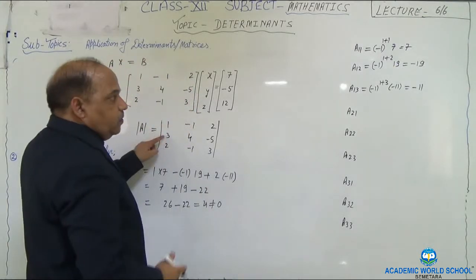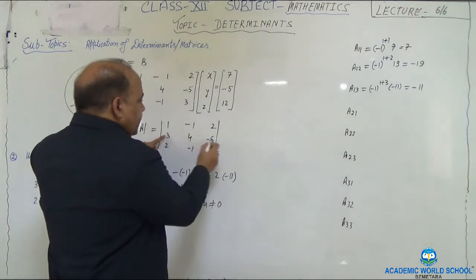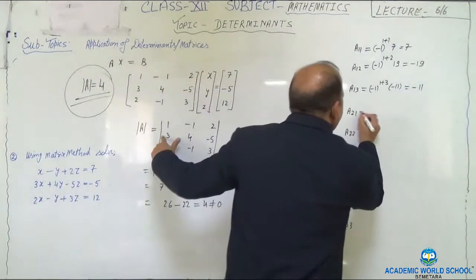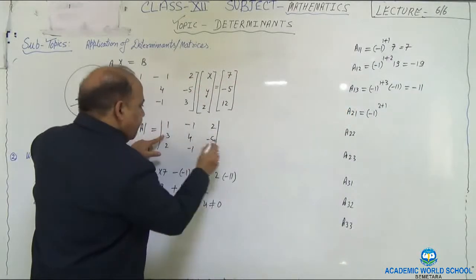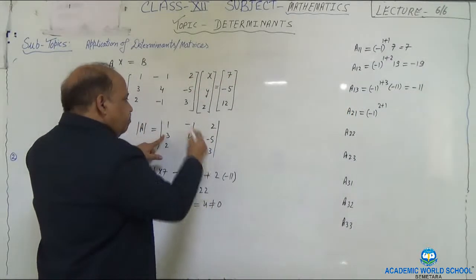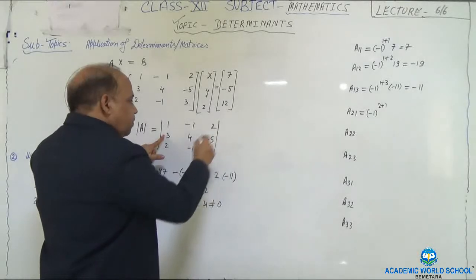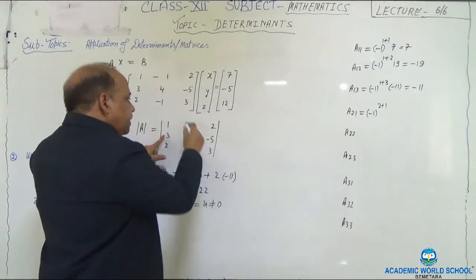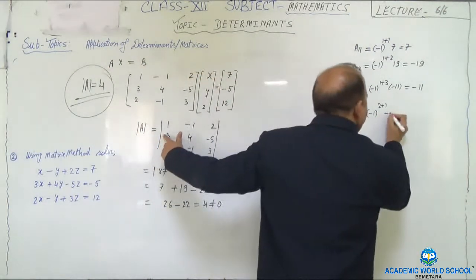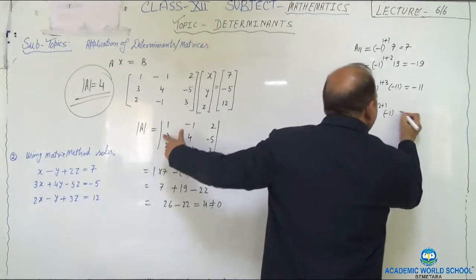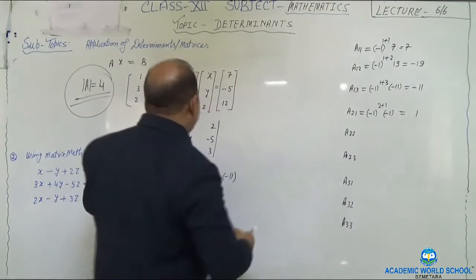Move to the second row. In the second row, see what will be A21. A21 will be minus 1 to the power 2 plus 1. So leave this part, it will give you minus 3, and this gives you plus 2. Minus 3 plus 2 gives you minus 1, and this is odd power. So it will give you value 1.